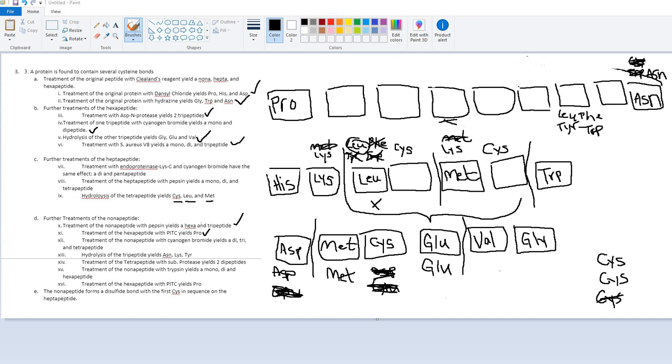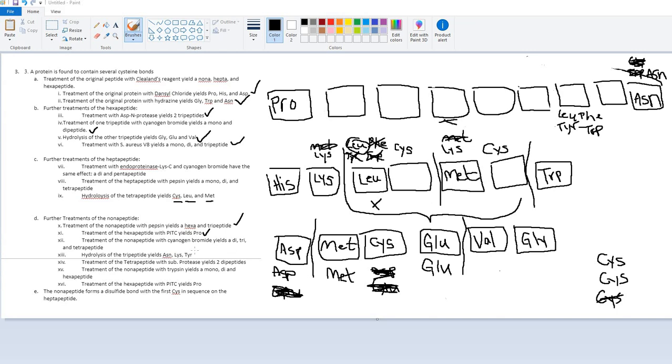Alright, so the next clue says that treatment of the nonapeptide with cyanogen bromide, which is a C-terminal cleaver at the methionines, yields a di, a tri, and a tetrapeptide. Now, looking at this, there are many spots where it could cut it into those various sizes, so we're going to move on to the next clue to see if we can narrow it down.